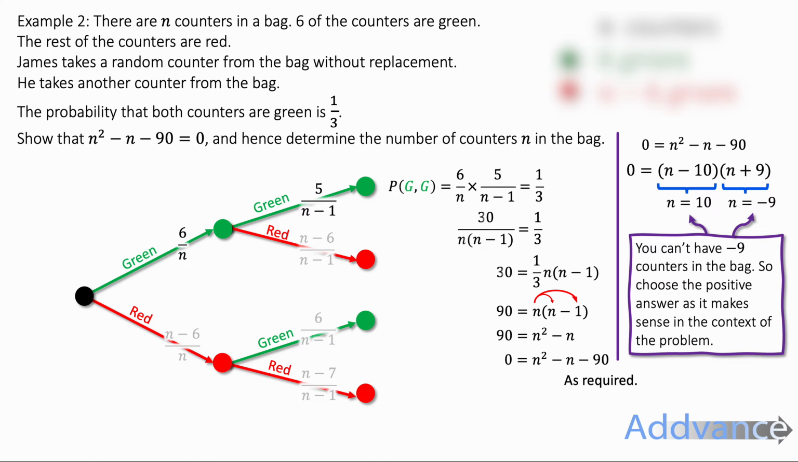Now, you can't have minus 9 counters in a bag because it doesn't make sense. You have to have a positive number of counters in the bag. So therefore, the number of counters in the bag is 10. So there are 10 counters in the bag, and 10 is the final answer. We've done.